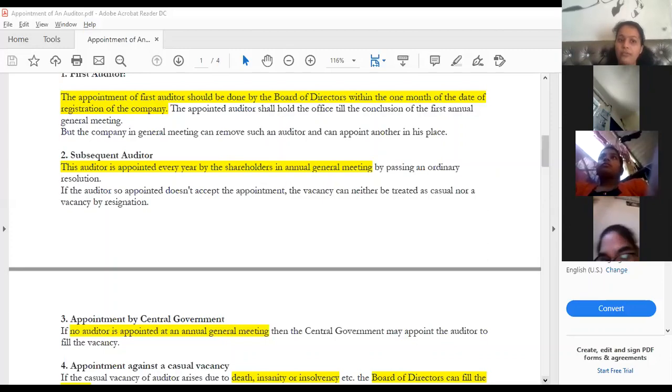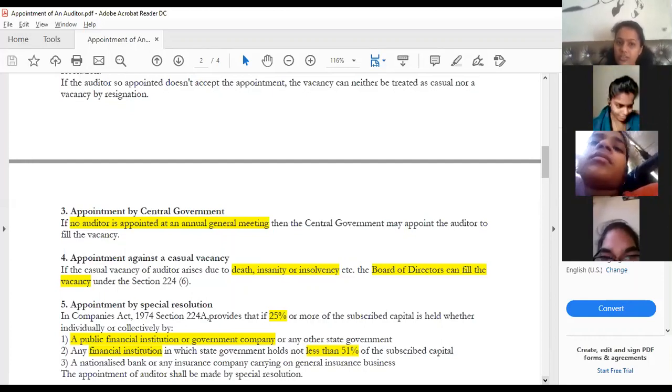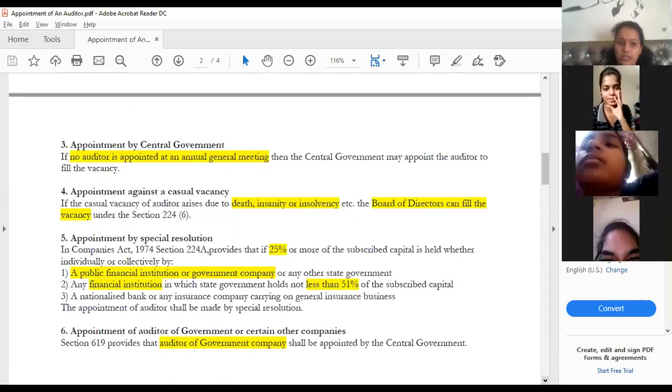Next is appointment by central government. An auditor is appointed by central government when there is no appointment of an auditor in a company. There can be a possibility when there is no auditor appointed by a company. In such a situation, central government intervenes and appoints such an auditor. So central government has the power to appoint an auditor when there is no appointment of an auditor taking place.